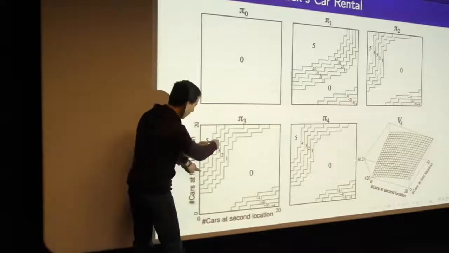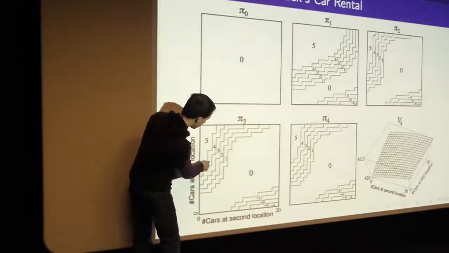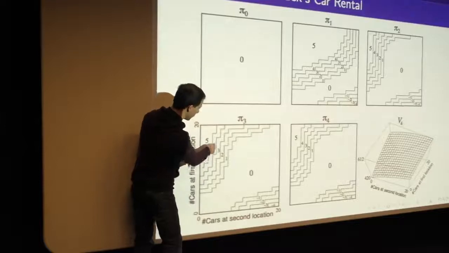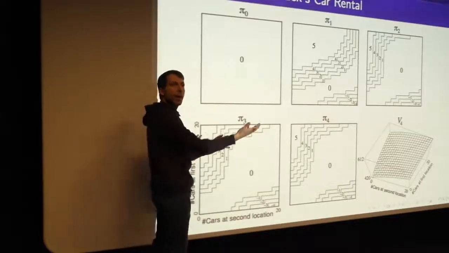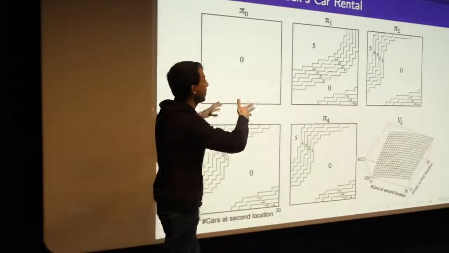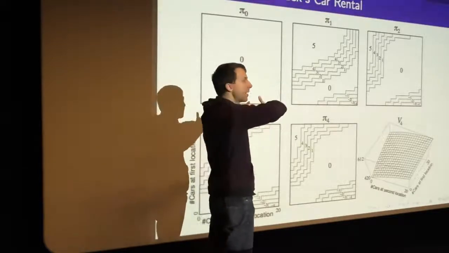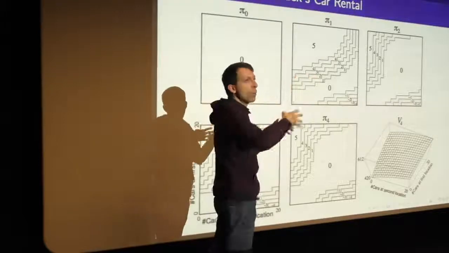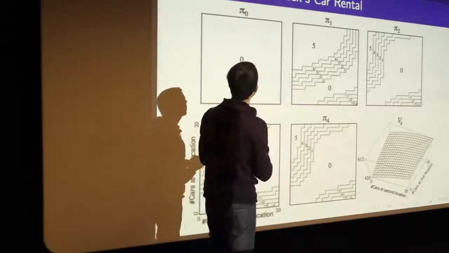What we see from these diagrams is you look here, and this would tell you that if you're in that situation, you should move 4 cars from A to B. That's what these diagrams are indicating. They're indicating the policy telling us at any stage of our algorithm what we believe the best thing to do is.